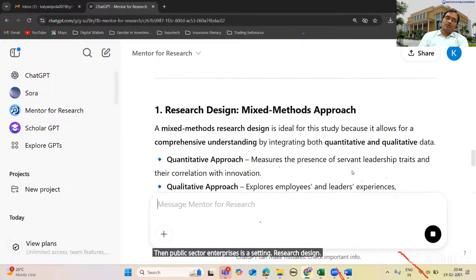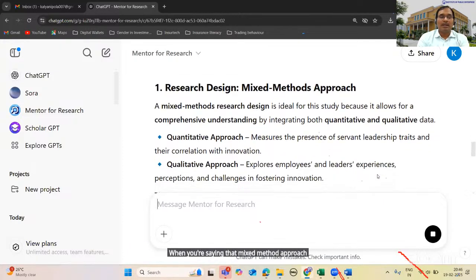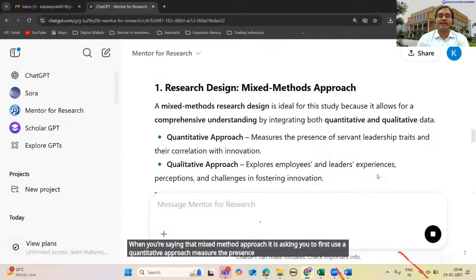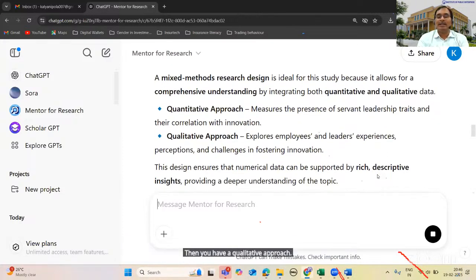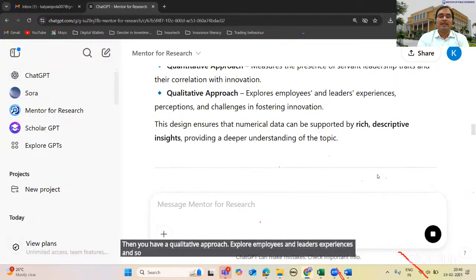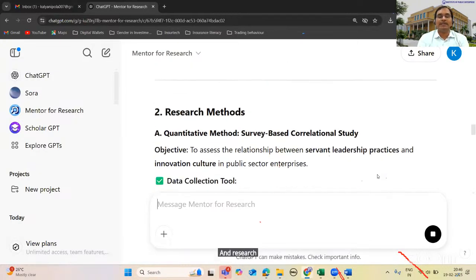Now it is suggesting that for the research design, you go for a mixed method approach. When it says mixed method approach, it is asking you first for a quantitative approach, measuring the presence of servant leadership traits and their correlations with innovation. Then you have a qualitative approach, exploring employees' and leaders' experiences, and so on. This design ensures the numerical data is supported by rich descriptive insights. And for research methods, a quantitative method, survey-based correlations.